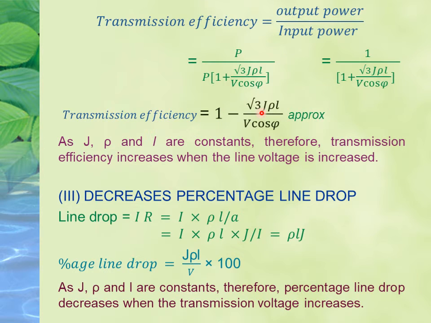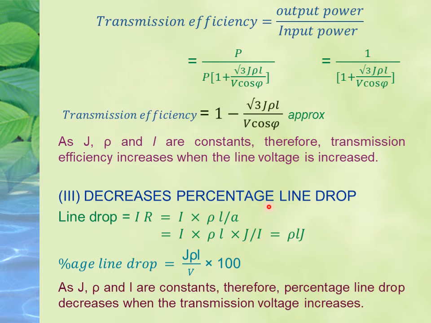Here your current density J, resistivity rho and length of the conductor L will be constant terms. So if you see your expression, your efficiency expression depends upon your voltage, which is an inverse relationship. So if you increase your voltage, automatically the efficiency of the system will also increase, right?